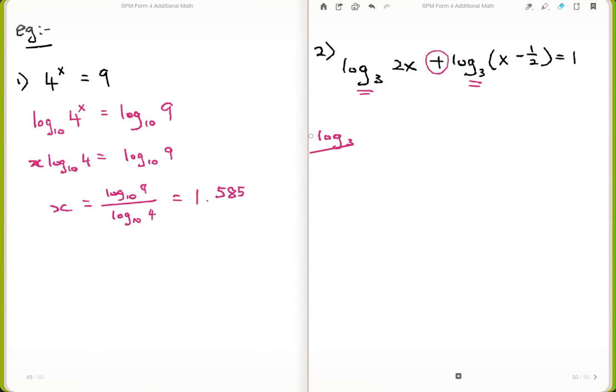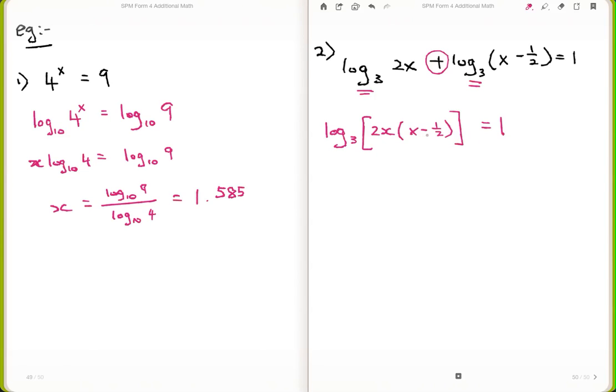Oopsie, accidentally. That will be log 3 of 2x. Maybe you need to learn how to use a square bracket. It's about time because in Form 4, 2x times x minus half, round bracket, square bracket, equals 1. It becomes so simple.